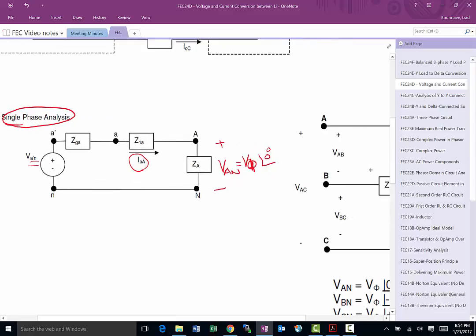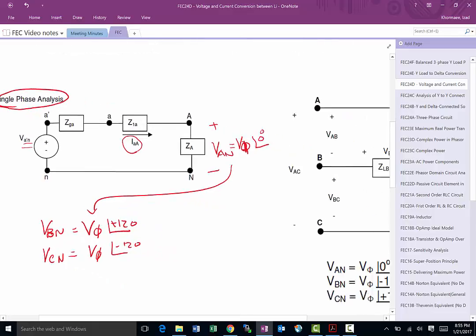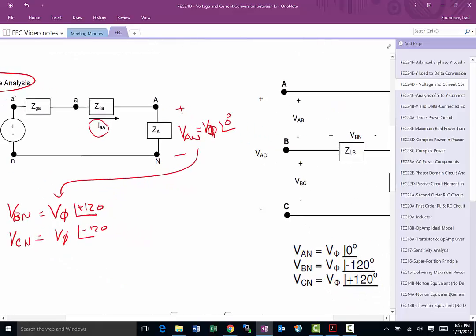So once I use this circuit to do all my analysis to find VAN, finding VBN and VCN is easy. All I have to do is remember which kind of phase sequence I have, and based on whether it's an ACB or ABC, one of these will be plus 120 and the other one will be minus 120. Okay, so that's how we find the phase information.